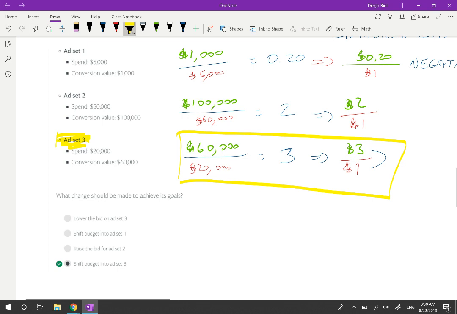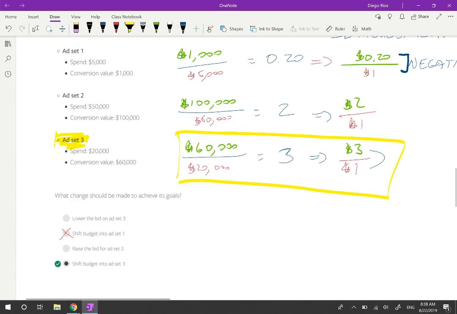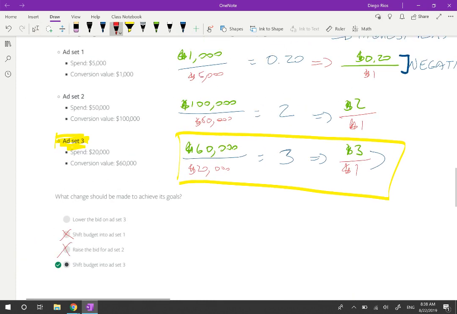Shift budget into ad set 1. This does not make sense. You're losing money in that campaign. For every dollar that you're spending, you're making 20 cents. So you don't want to go here, right? So this is out. And so the right answer is shift budget into 3. Why 3? Because 3 is giving me a 3x, or 3 return on ad spend, right? So for every dollar that I spend on my ads, I'm actually making $3.